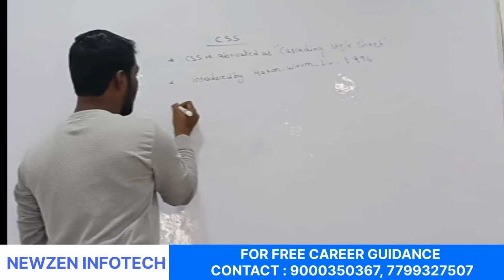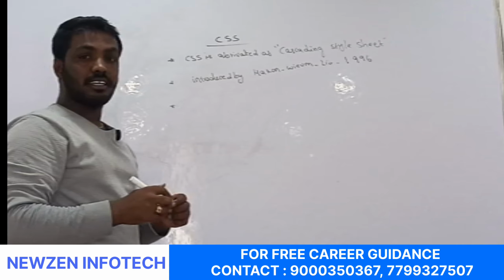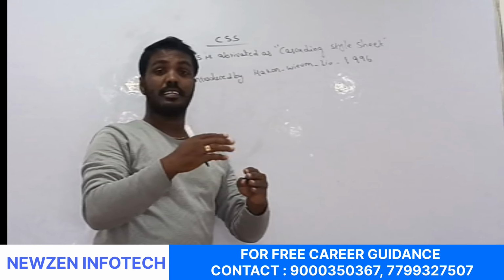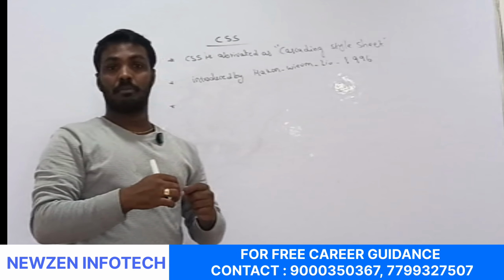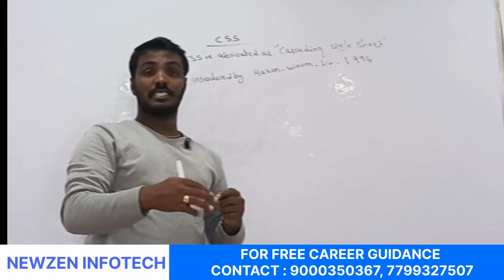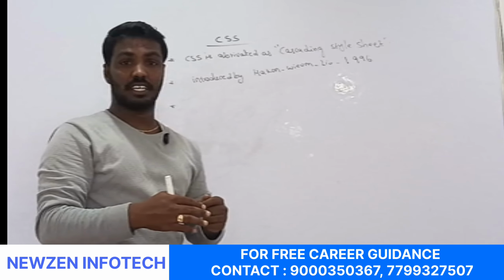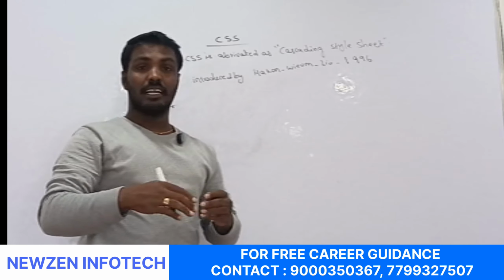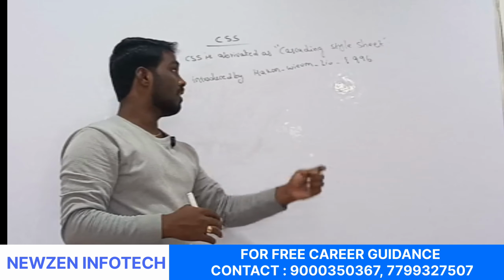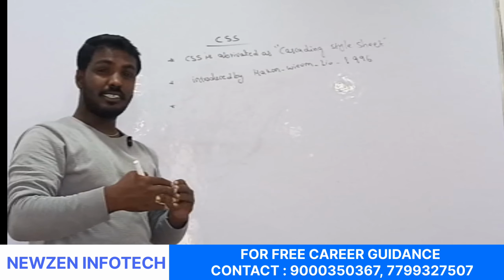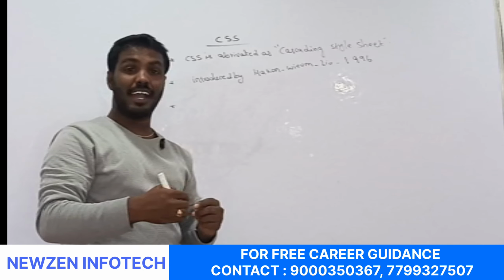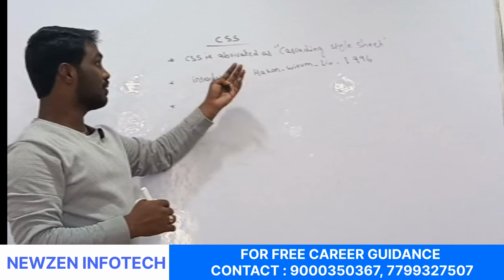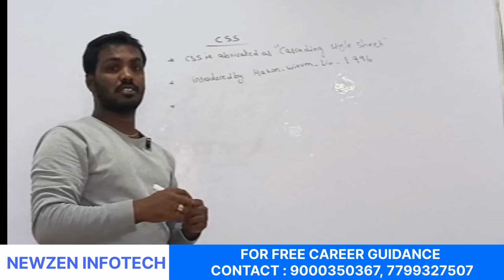Last session I already explained what technologies we have to learn to become a front-end developer: HTML, CSS, JavaScript. Why are we using HTML? HTML is used to create web pages and add content to the web pages. Now why are we using CSS? CSS is used to provide styles to a web page. By using CSS, we can provide styles to a web page.